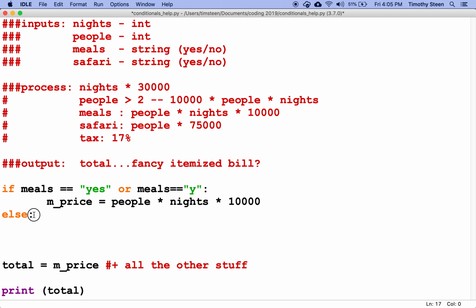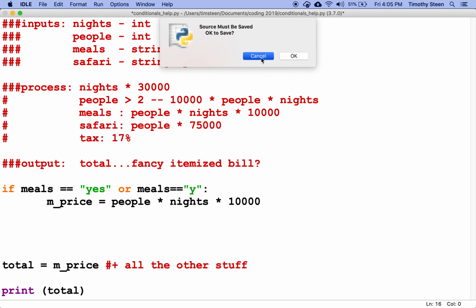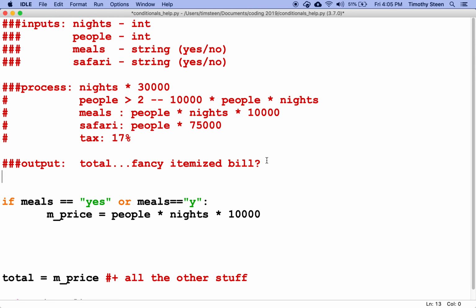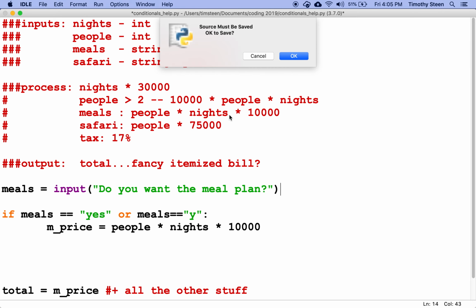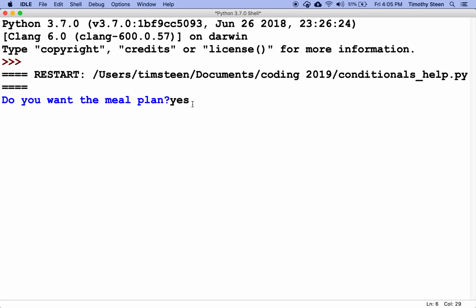So if I don't do this, if I just do the if statement, I'll show you what happens. Well, I never did an input, so that's not going to work, right? So let's pretend like we did an input. Well, no, let's just go ahead and do an input. Meals equals input, do you want the meal plan? And we run this. Do you want the meal plan? So we say yes.